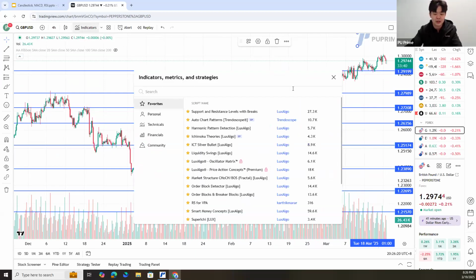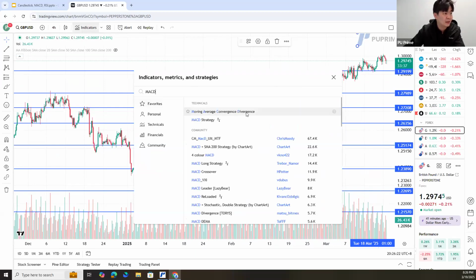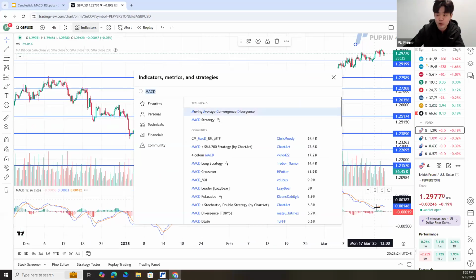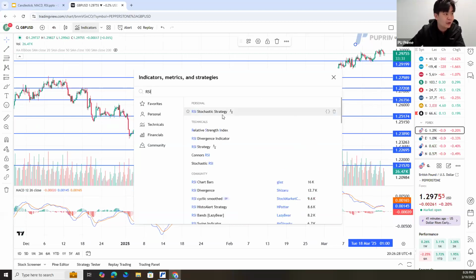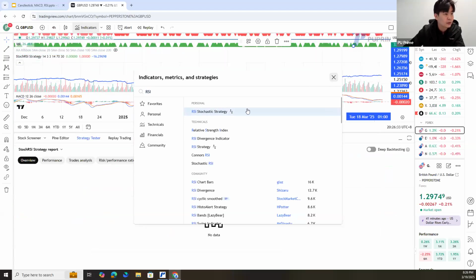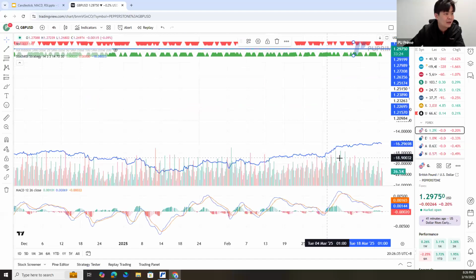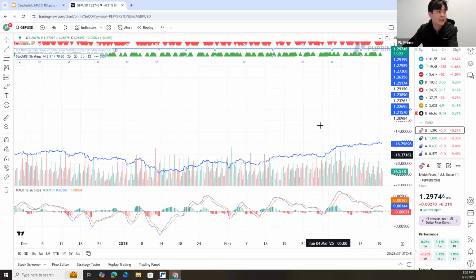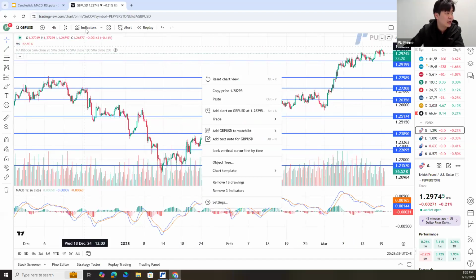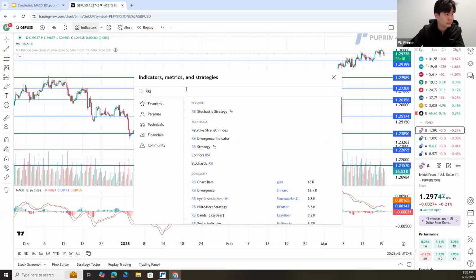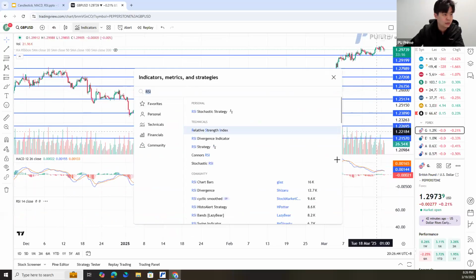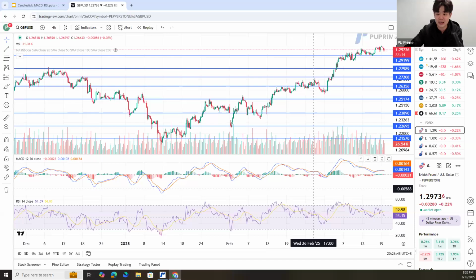Then you can simply search MACD, and click it, so it will form automatically. Another strategy that we will also discuss is regarding RSI. Just click it, then RSI will also be formed. But this RSI may be quite different. So you can notice MACD and RSI, you can easily find from this indicator list.